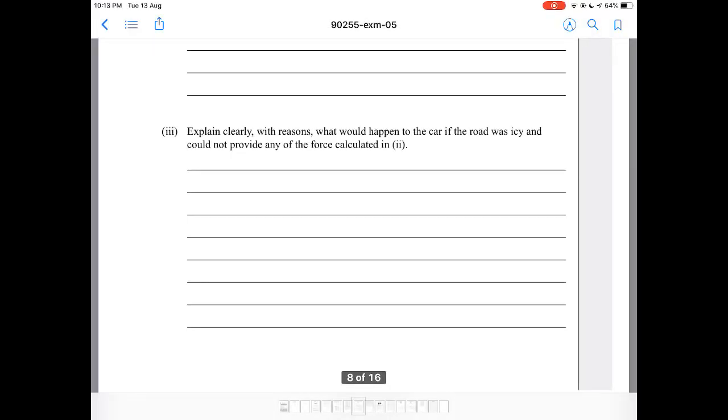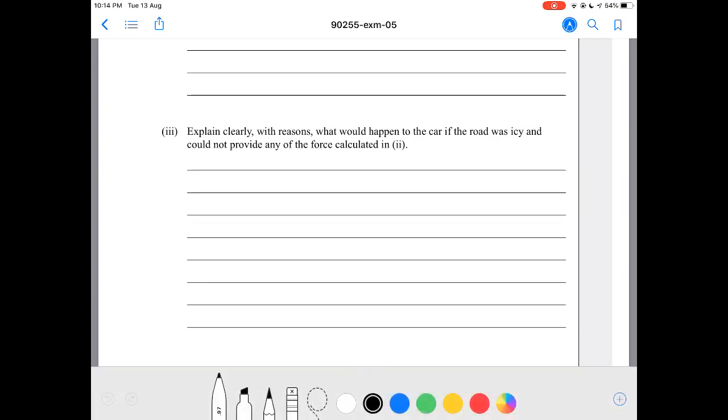Alright, so a perfect example for what I was just talking about with the loss of centripetal force is perfectly described in this question. Explain clearly with reasons what would happen to the car if the road was icy and could not provide any of the force. So if there's no centripetal force, that means no force, so the velocity must remain constant. And because the velocity is constant, there's no change in direction. So the car will immediately start to travel in the direction of its instantaneous velocity. Basically that's all it is to this question.